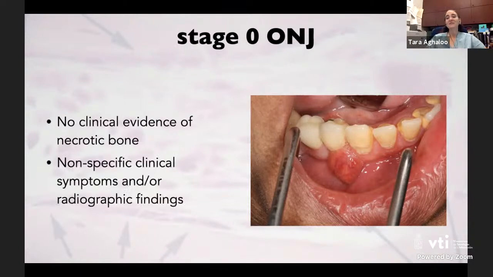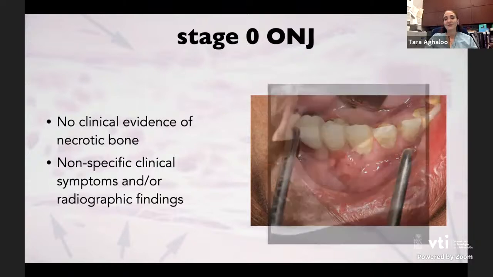So it actually sometimes is pretty difficult to determine whether the patient has just dental disease or stage 0 ONJ, because clinically you might not be able to tell. One of the ways that we have really been able to differentiate between that is by using cone beam CT scans. One of our favorite ways, and I have some cases that I don't necessarily have time to show you today, is where we don't see any clinically exposed bone, but you can radiographically see it. And here's an example of that.